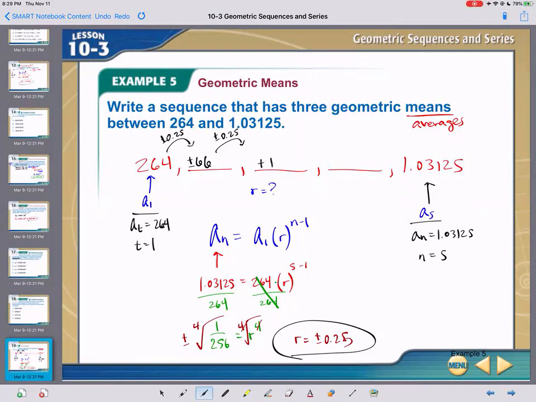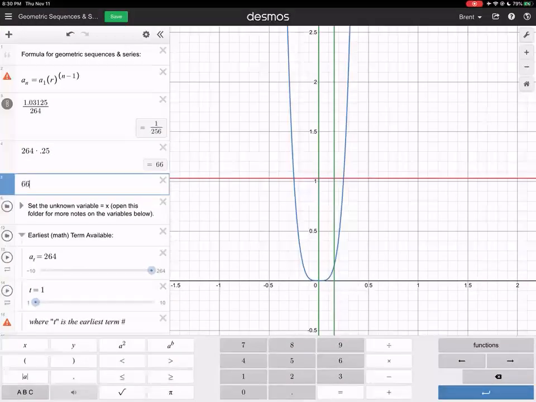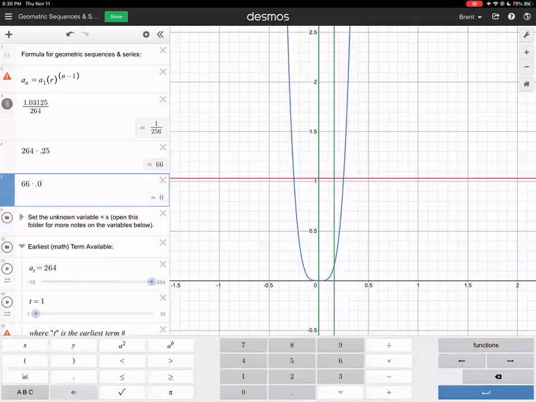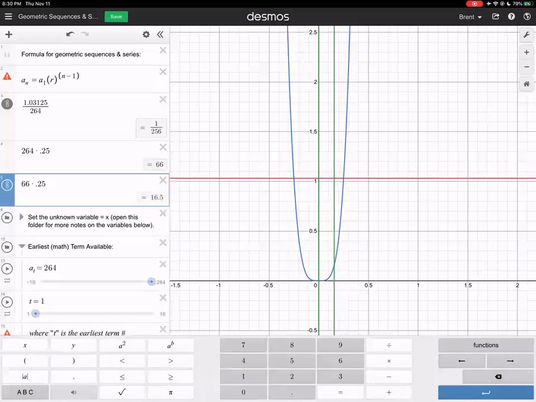66 divided by 4 goes in once, remainder of 26. Ooh, 6.5, 16.5, I think. Should just be using the calculator. Don't want to be messing up. Not 0.25. 16.5, there we go.